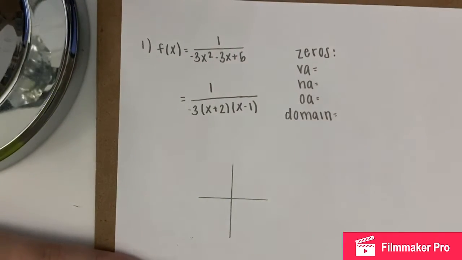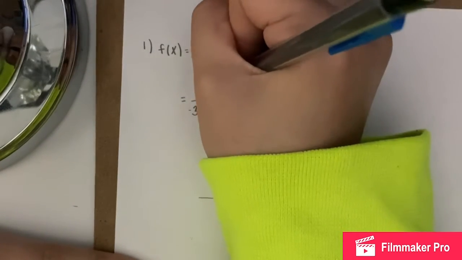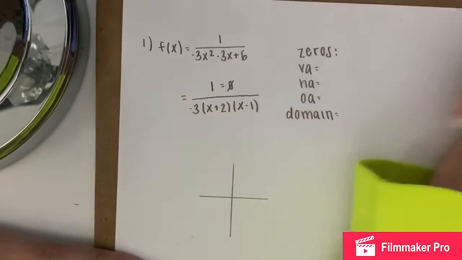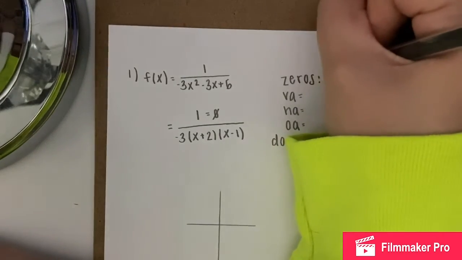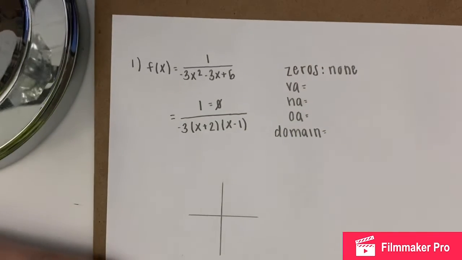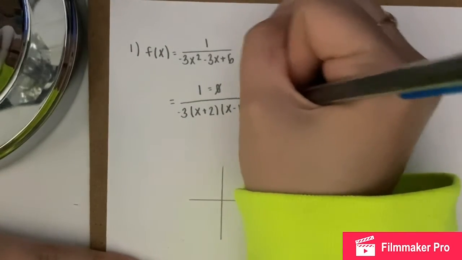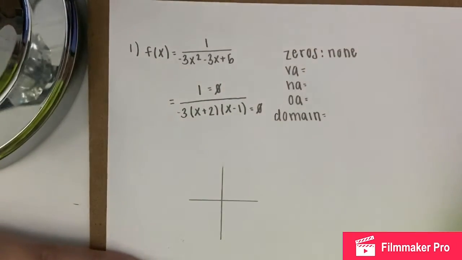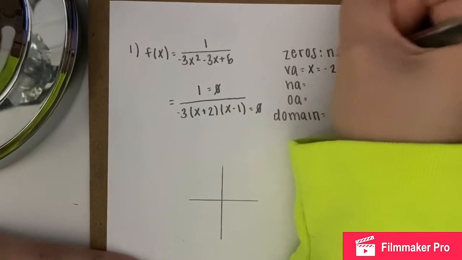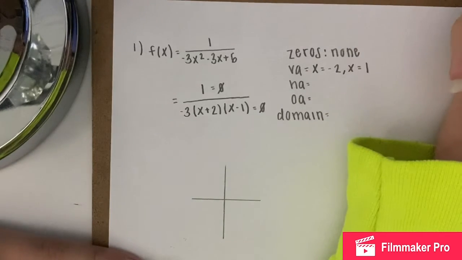Okay. So now we are going to find our zeros, and we know that to find our zeros is in the numerator. So if we were to set this equal to 0, we can clearly see that that's not true. So we have none. Now for our vertical asymptote, we know that we have to set the denominator equal to 0, leaving us with an x of negative 2 and an x of 1.